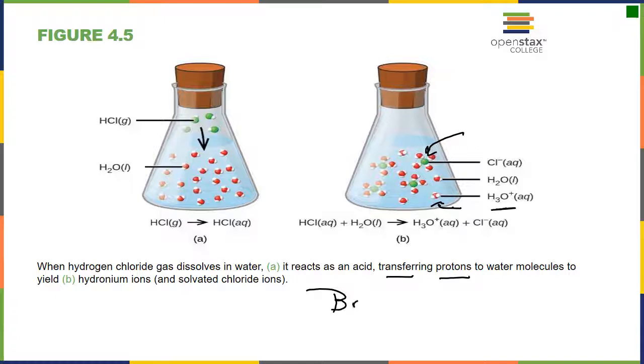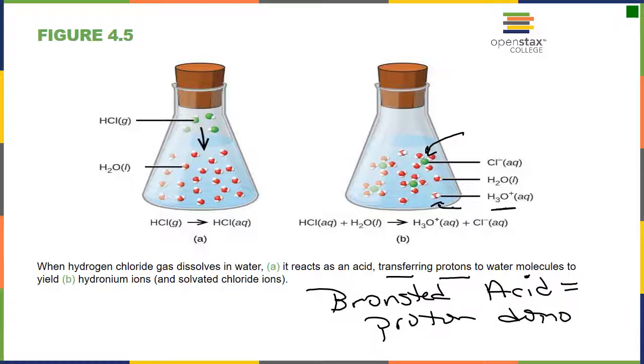By the way, we call this a Bronsted acid, a Bronsted acid rather than an Arrhenius acid. A Bronsted acid is a proton donor. So if we look at HCl, HCl donates its proton to water. We're going to deal with that definition a lot more in Chem 112.